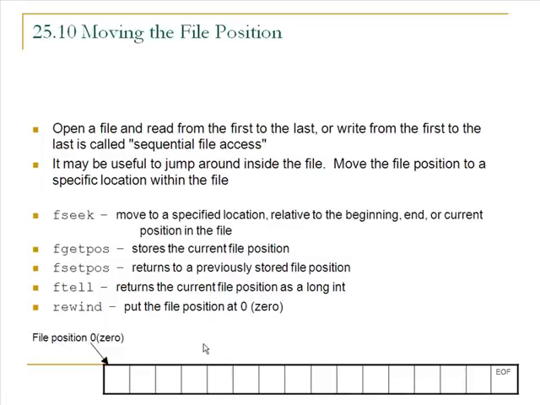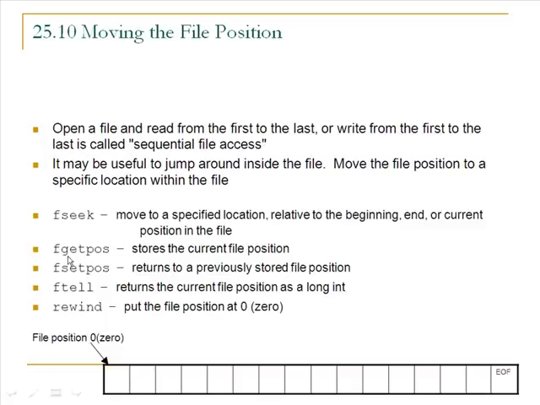If you want to jump around in the file and do random access, then we have these functions available. So fseek will move the file position to a specific place in the file, and you can seek to a specific byte in the file.